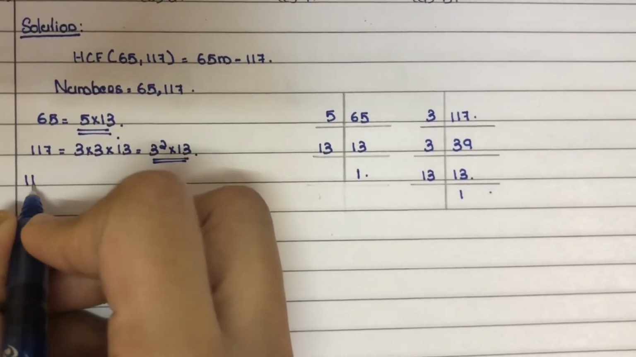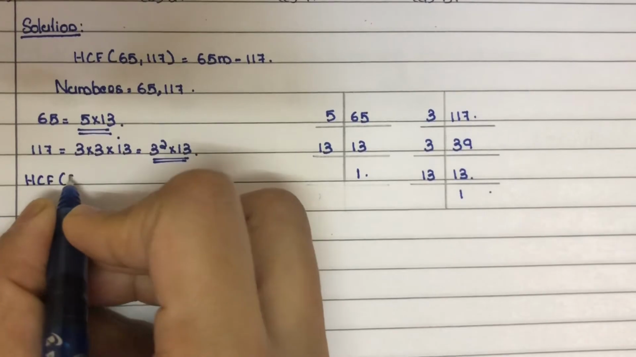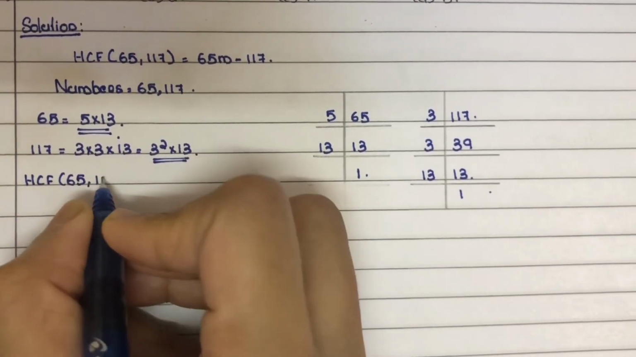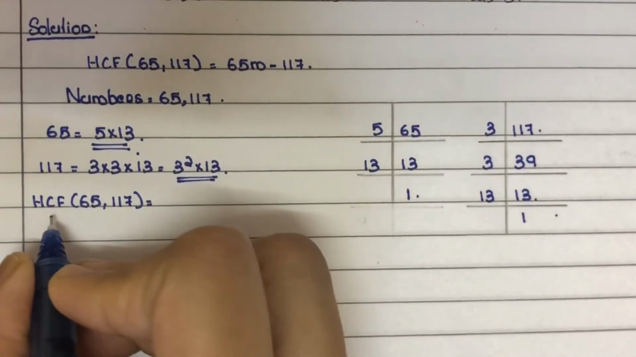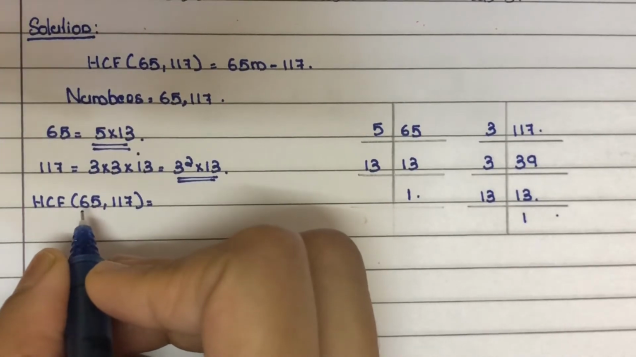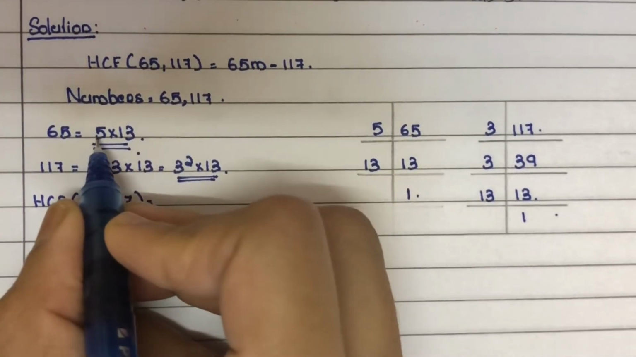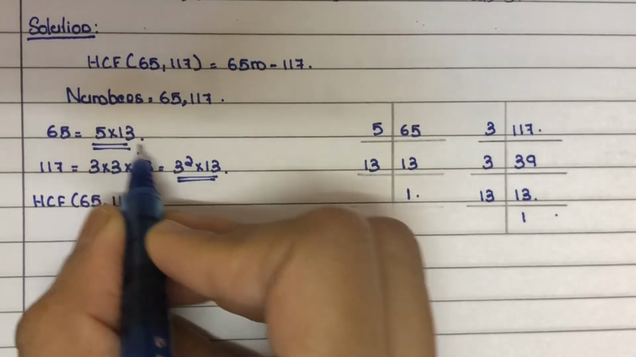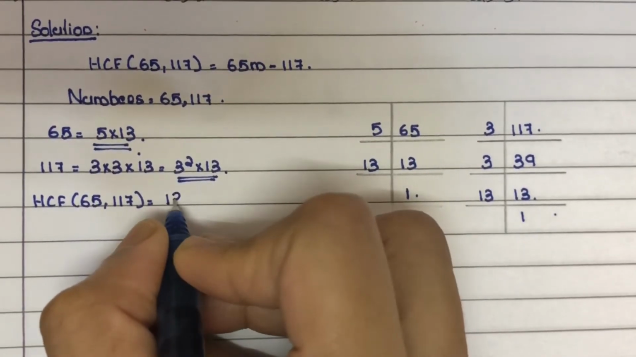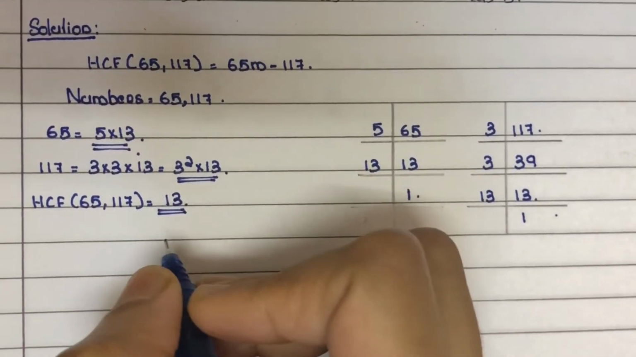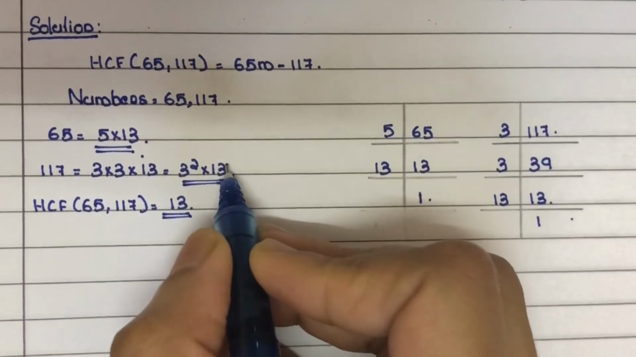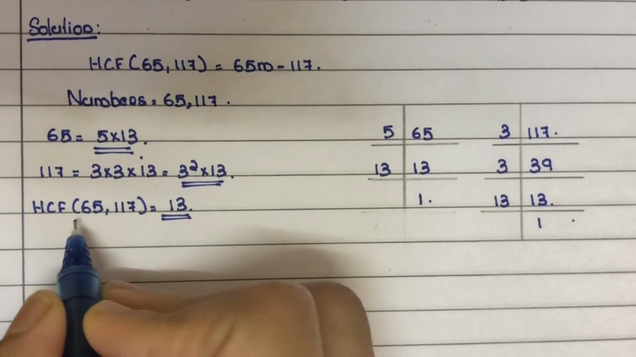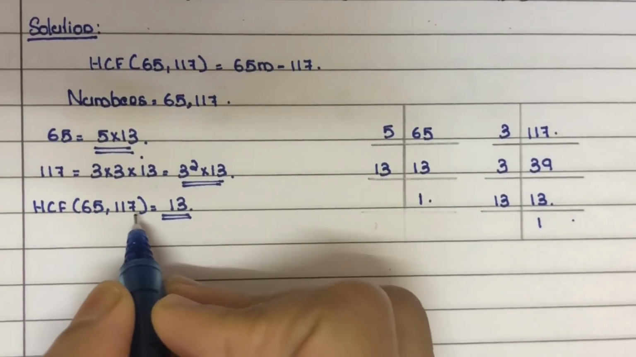Next, HCF of 65, 117 equal to, now what is HCF? HCF is the product of the smallest power of the common factors. So which are the common factors? 5 is not a common factor. 13, isn't it? So 13. 3 also is not common. And the powers are the same, here 1, here also 1. So 13. 13 is the HCF of 65, 117.